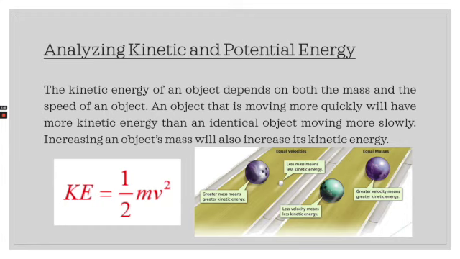The kinetic energy of an object depends on both the mass and the speed of the object. An object that is moving more quickly will have more kinetic energy than an identical object moving more slowly. Increasing an object's mass will also increase its kinetic energy. So if we look over here, what you have is the formula for kinetic energy. KE is equal to 1/2 mass times velocity squared. So what this tells us is that the greater its speed, the greater the kinetic energy. In fact, the greater the speed, its energy will be raised to the second power. Greater mass will also result in a greater kinetic energy, but velocity definitely has a greater effect on kinetic energy.